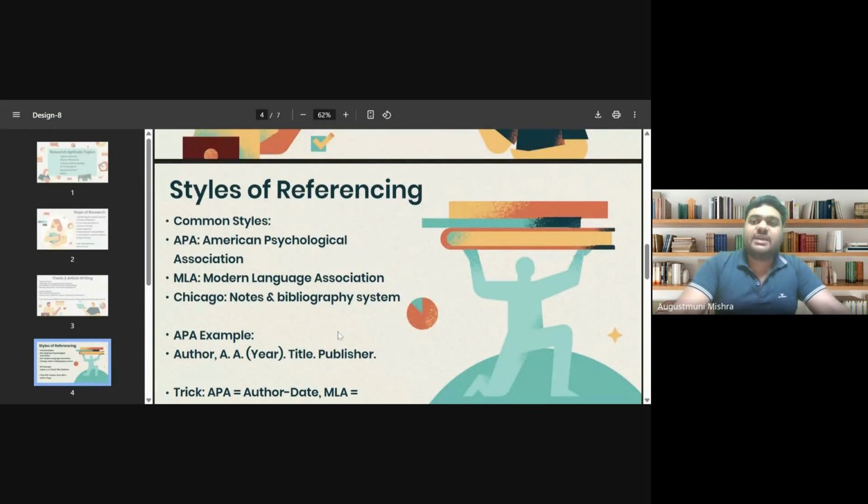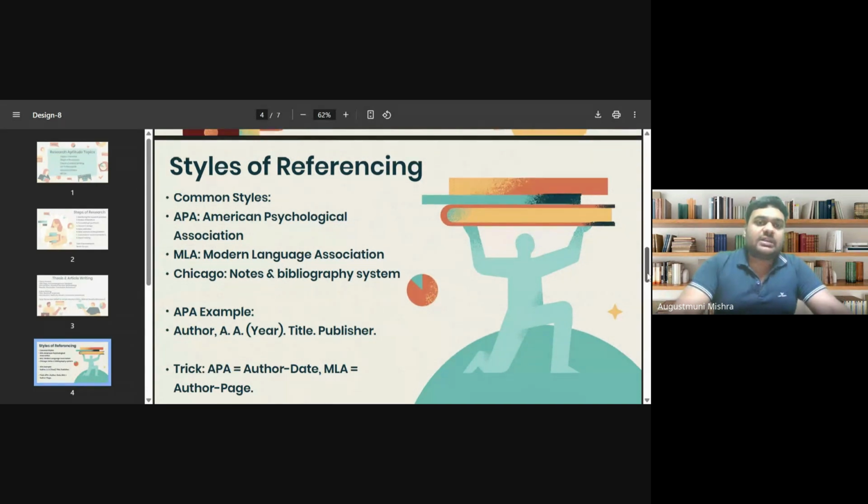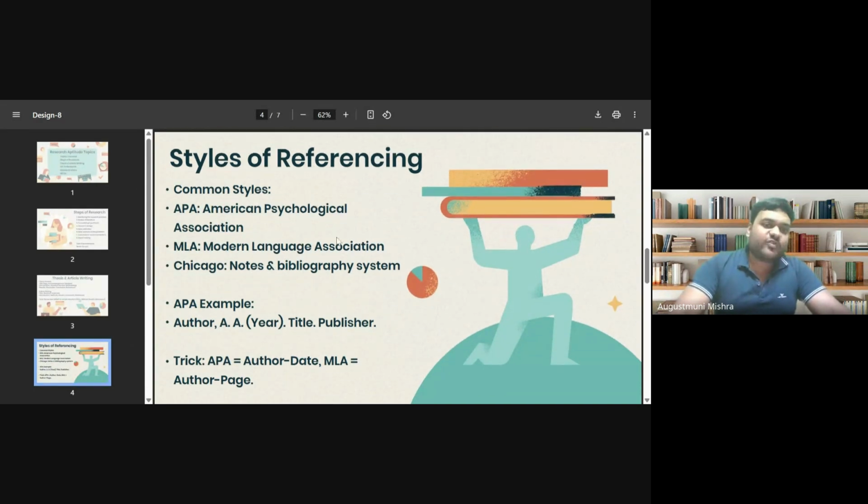Yes, this is a very important one. I think most of you are familiar with that. There are 2 styles of referencing, most of the time used in the social sciences or the language subjects. Language subjects use the Modern Language Association, MLA, and APA is used by most of the social science associations. So there is a basic difference.